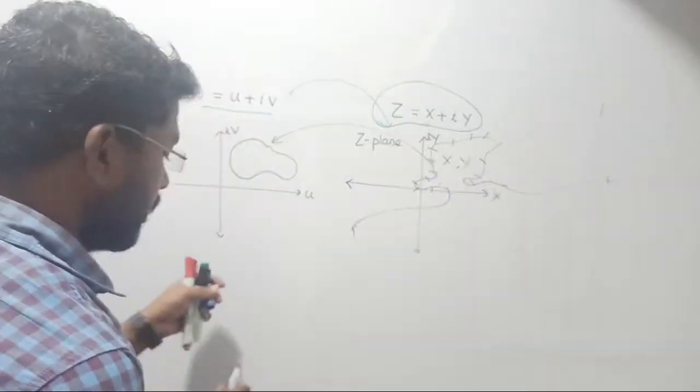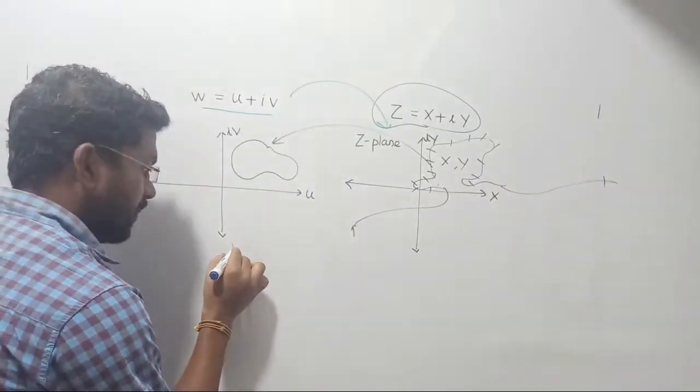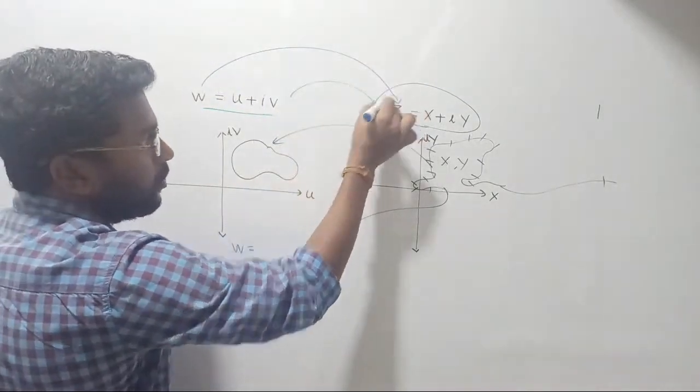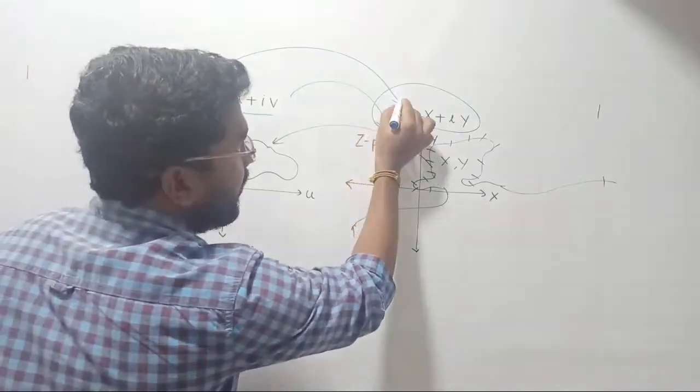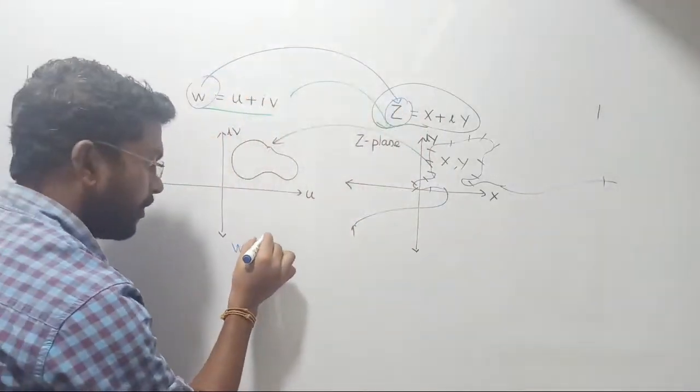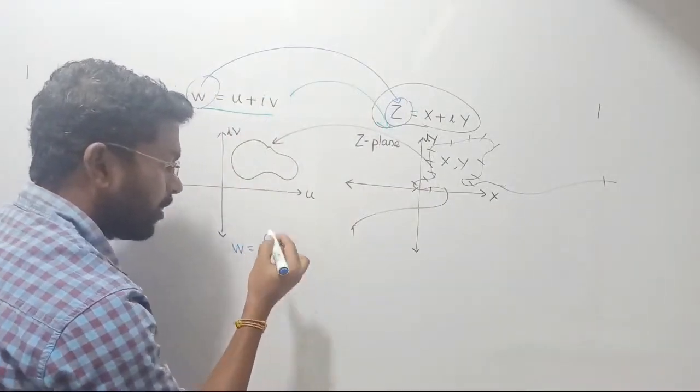Let's go ahead. Let us consider W. Now we all know W is going to be a function of Z. Do you all agree with me? See, Z is an independent variable. Now with the help of Z, I am creating the W domain. So it can be written as F of Z. Do you all agree with me?